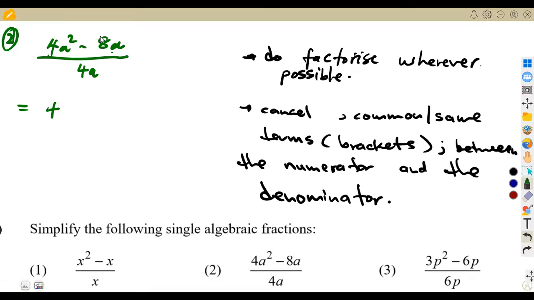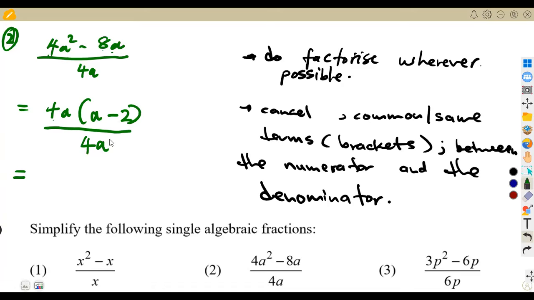Then between a squared and a, the highest common factor is the one that has the smallest exponent. So let's divide 4a squared by 4a: 4 and 4 cancel, and a squared and a give us an a. Minus 8 divided by 4 is 2. The a's cancel, so it will be just a minus 2, right? Everything over 4a in the denominator.